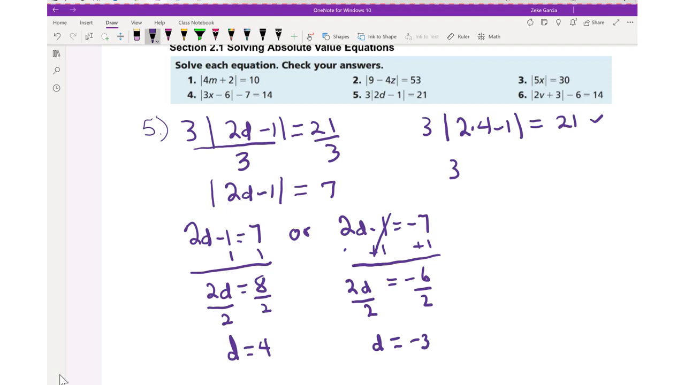The next one you want to check is 3 times 2 times negative 3 minus 1. 2 times negative 3 is negative 6, minus 1 is negative 7. 3 times negative 7, absolute value, negative 7 is 7. And that's going to be 21, and that does check.